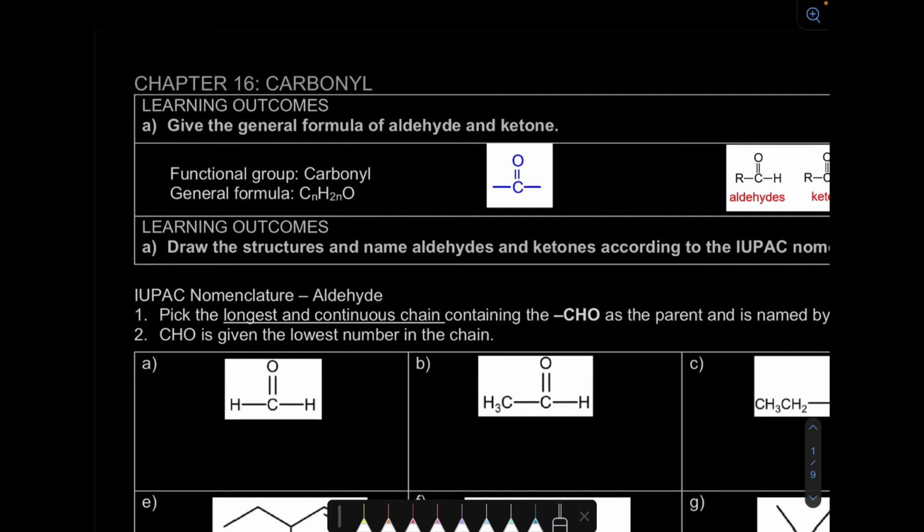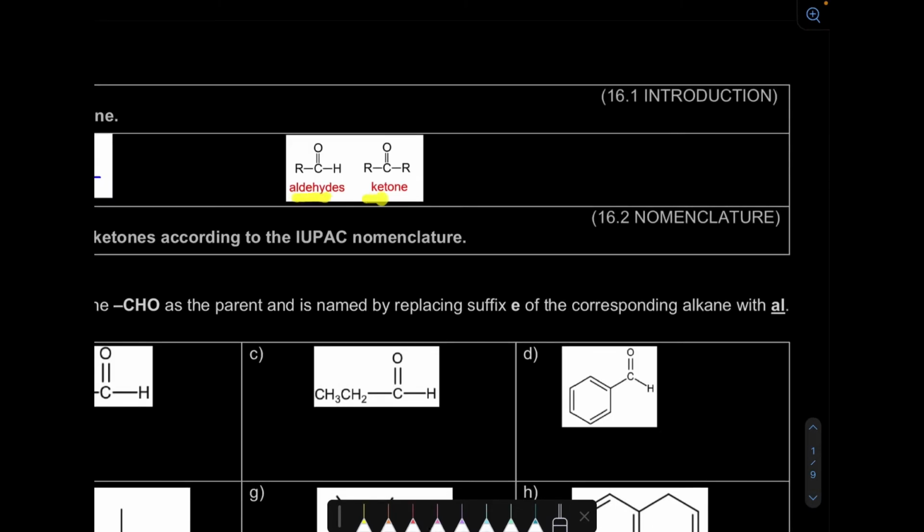Carbonyl is actually your functional group where there's the presence of C double bond O in your compound. This carbonyl group can be divided into two: one is aldehyde and another one is ketone. So what's the difference between aldehyde and ketone?